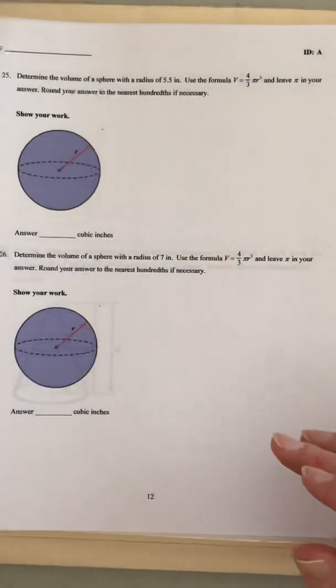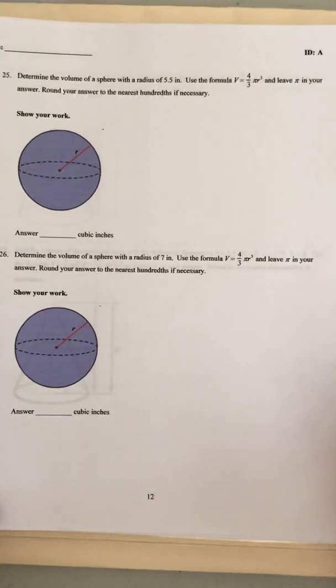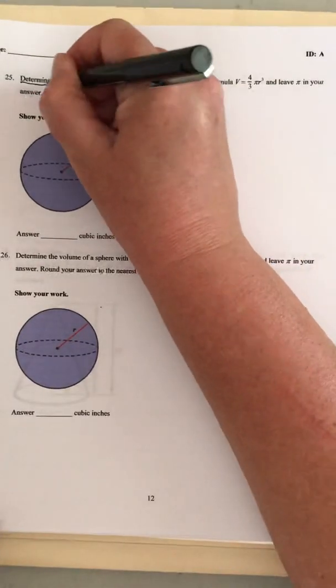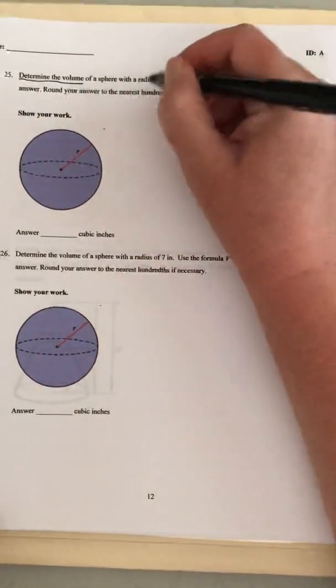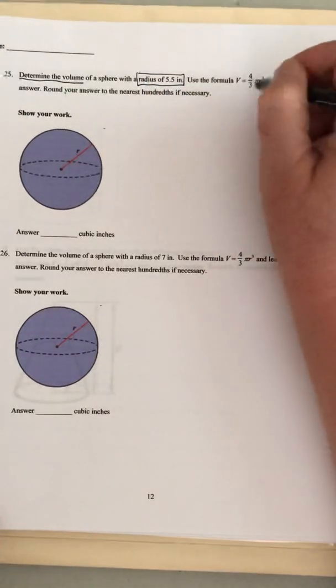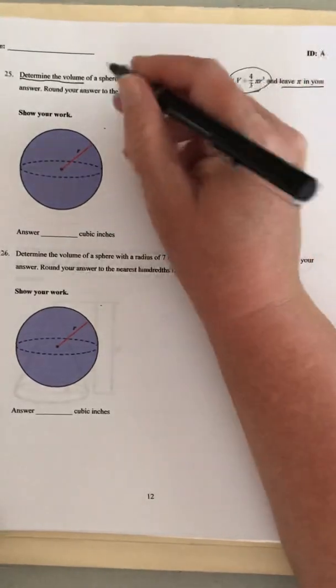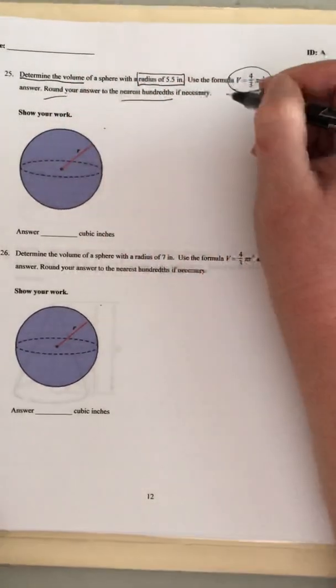Going on to 25. Determine the volume of a sphere with a radius of 5.5 inches. Use the formula volume equals 4/3 pi r cubed. Leave pi in your answer. Round your answer to the nearest hundredths if necessary. Okay, we have to determine the volume. Radius of 5.5 inches. We have a formula. Leave pi in our answer and round to the nearest hundredths.